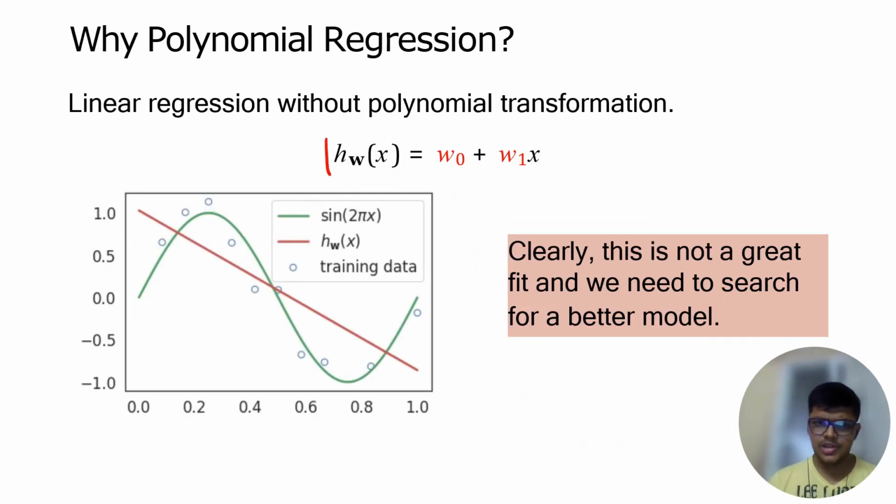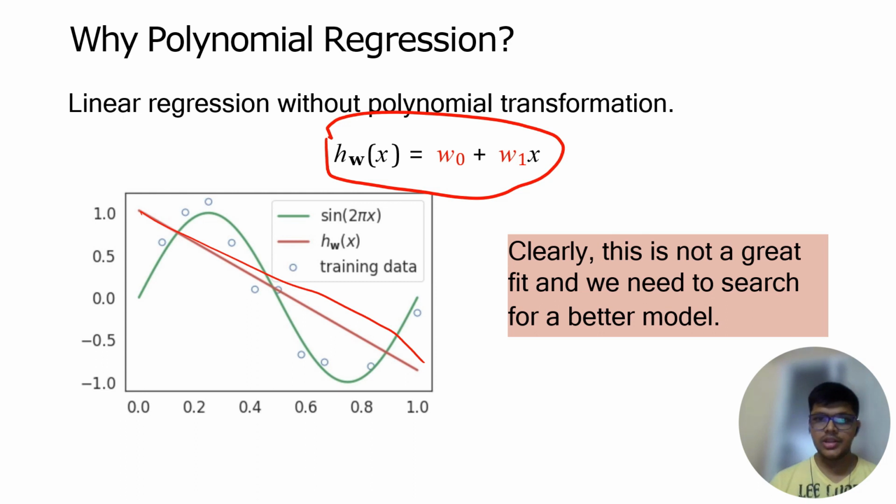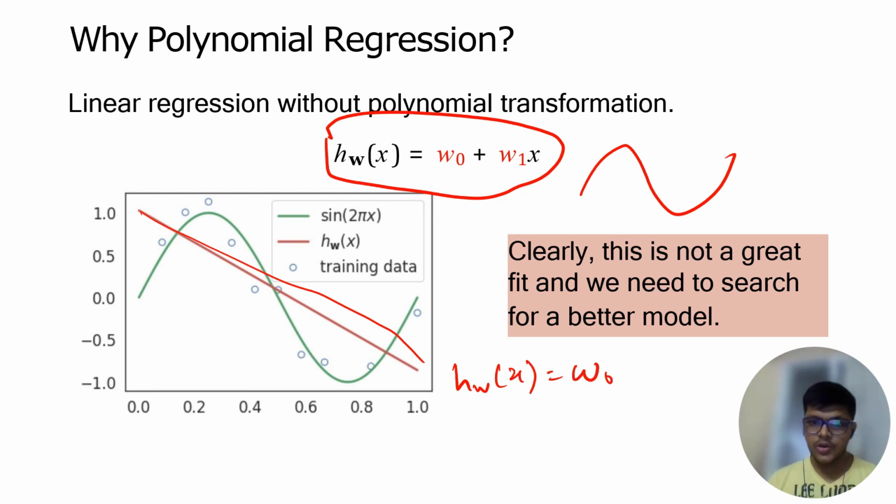This is what I have mentioned before. If this is a linear model, it is not properly fitting the data. So we need something which has some curve. So we can have something like h_w(x) equal to w0 plus w1 x plus w2 x square and so on. So here you can see our function is linear in terms of w, or weights, but is non-linear in terms of features x.